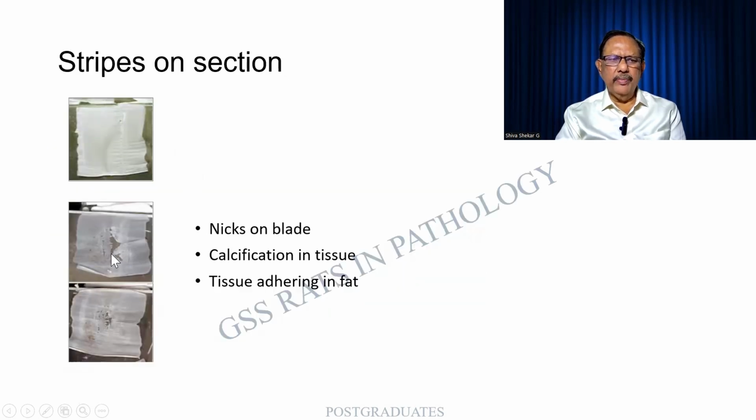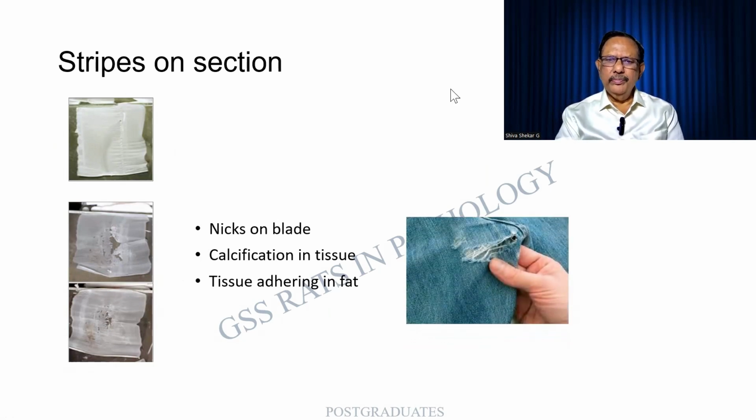Stripes on the section. This is exactly what happens when there is a nick in the blade. A nick in the blade is a small depression or a foreign body, and however many sections you cut, you will find that these lines will be there. Also, there can be some calcification in the tissue. These are all, dear students, very highly technical topics, but it is worth listening to this and then writing the answer on your own. So it is almost like a torn cloth.